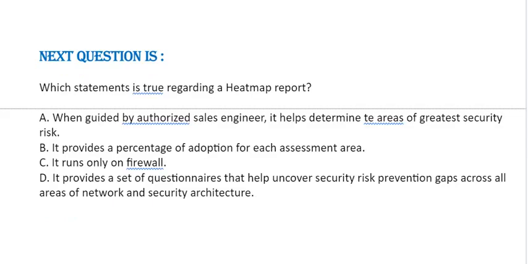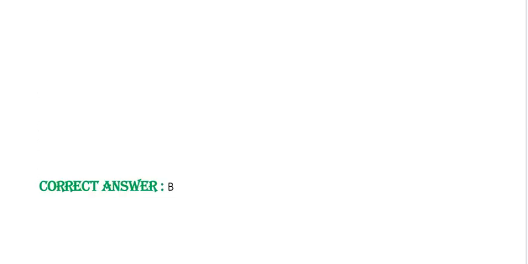Next question is, which statement is true regarding a heatmap report? Option A, when guided by an authorized sales engineer, it helps to determine the area of the greatest security risk. Option B, it provides a percentage of adoption for each assessment area. Option C, it runs only on firewall. Option D, it provides a set of questionnaires that help uncover security risk prevention gaps across all areas of network and security architecture. Correct answer is option B.